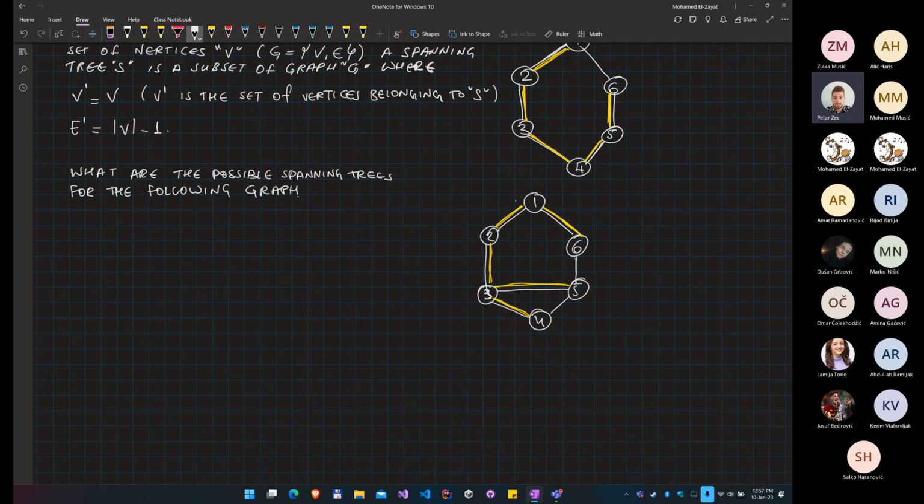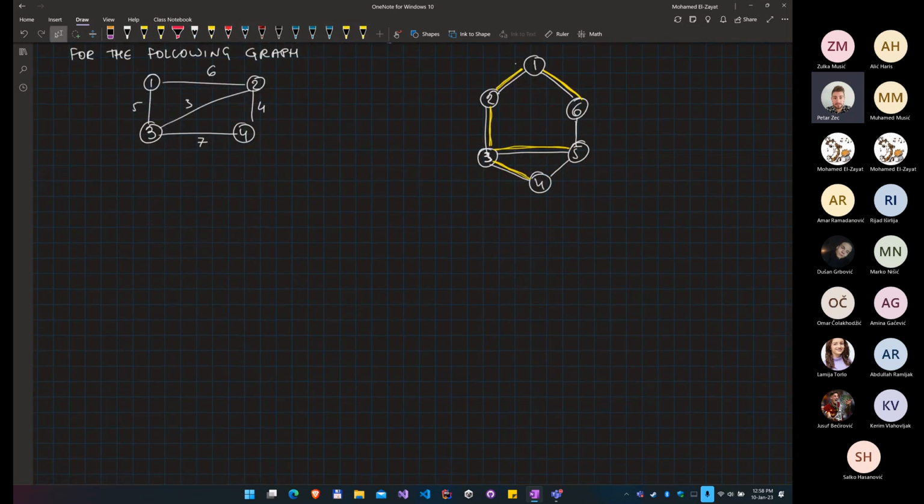And let's say I have a graph. I'm going to give you a graph that looks like this. So 1, 2, 3, and 4. And I'm going to connect them that way, and you have here 6, 4, 3, 5, 7. Okay? And let's say, what's going to be the minimum spanning tree?